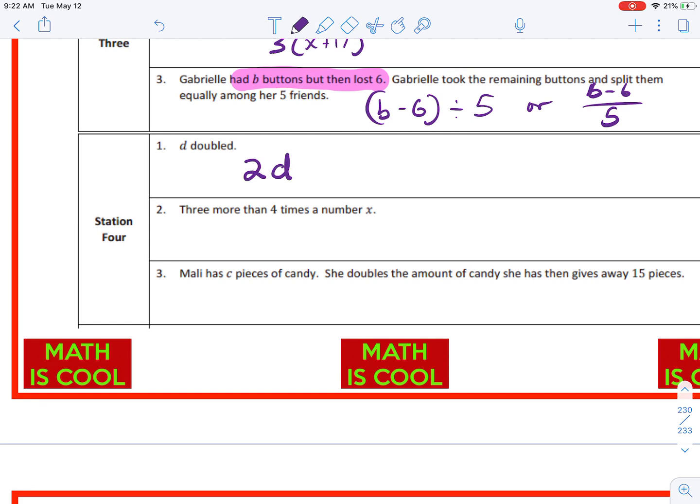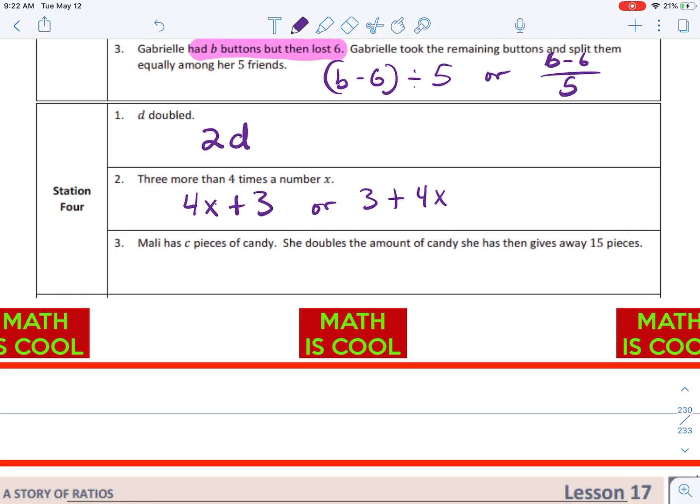Number 2, 3 more than 4 times a number x. 3 more than 4 times a number x. 4 times a number x. So all I'm doing is 4x, because that's 4 times the number x, and then 3 more, so plus 3. Or we could have written this 3 plus 4x.